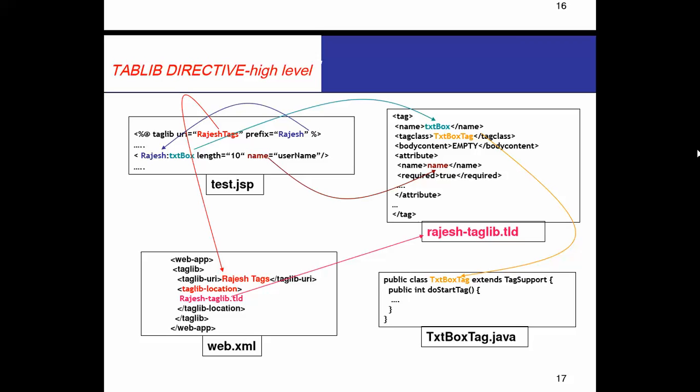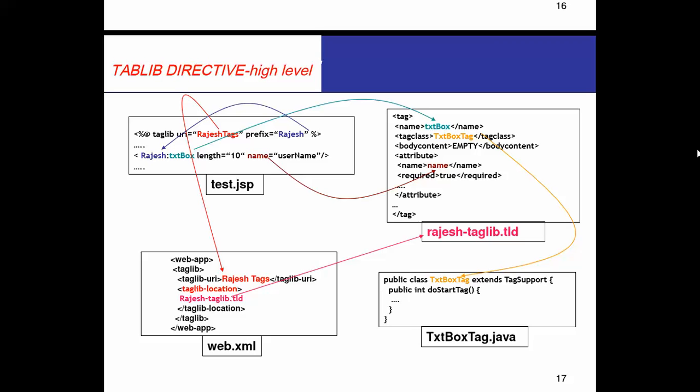So what I'm going to write in this JSP code is prefix Rajesh, text box, length is equal to 10 and name is equal to username, right? So in my text box, my username must be entered. When I'm rendering this JSP file, I should get a text box there with a length of 10 and the name equal to username.